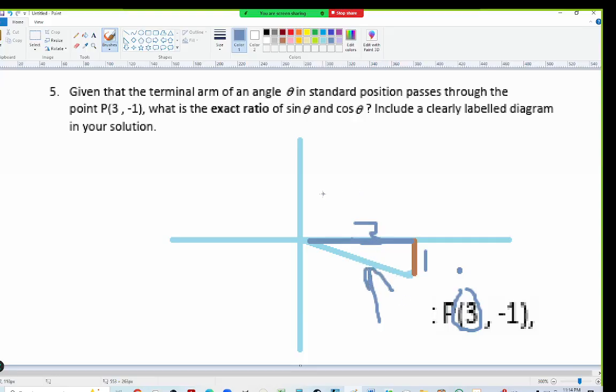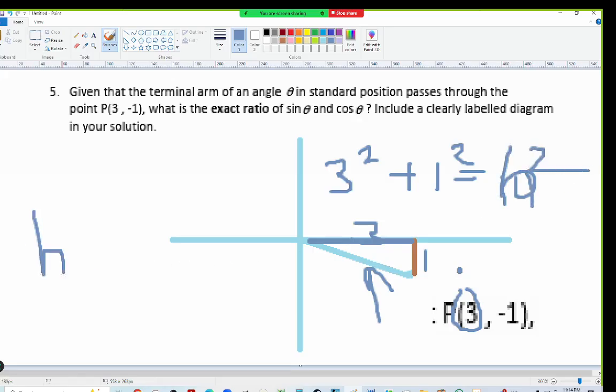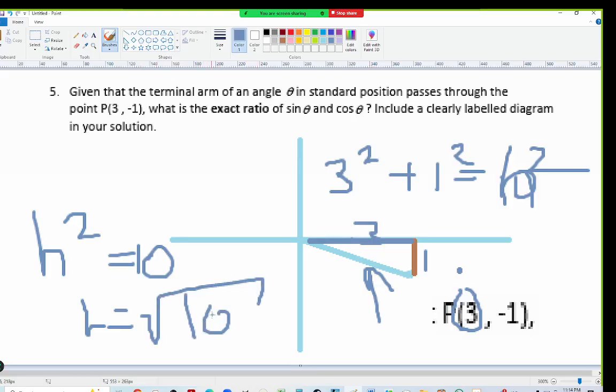You can use 3 squared plus 1 squared equals 10. So what is this one? 10. Almost. Remember that it's equal to hypotenuse squared. So hypotenuse squared is equal to 10. The square root of 10 is not 5. There is no easy square root of 10, just square root of 10.